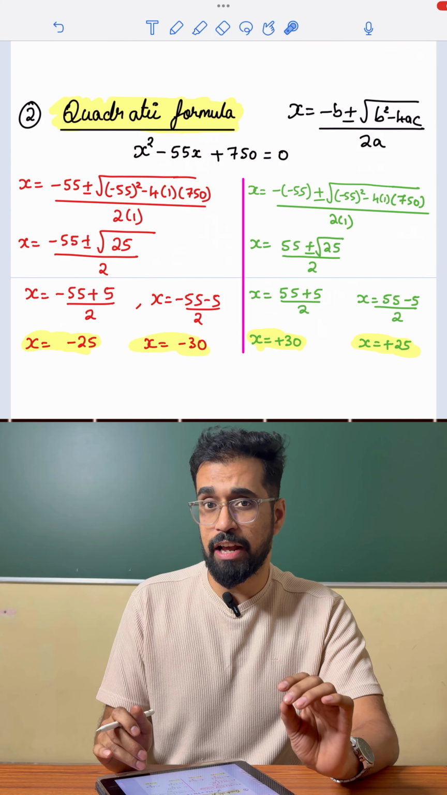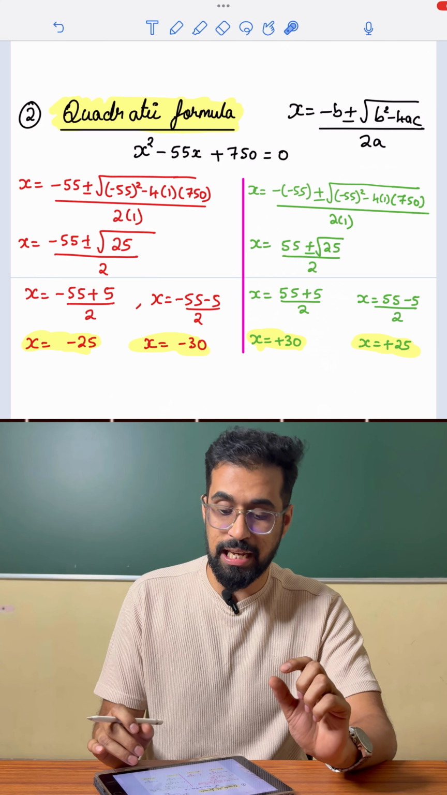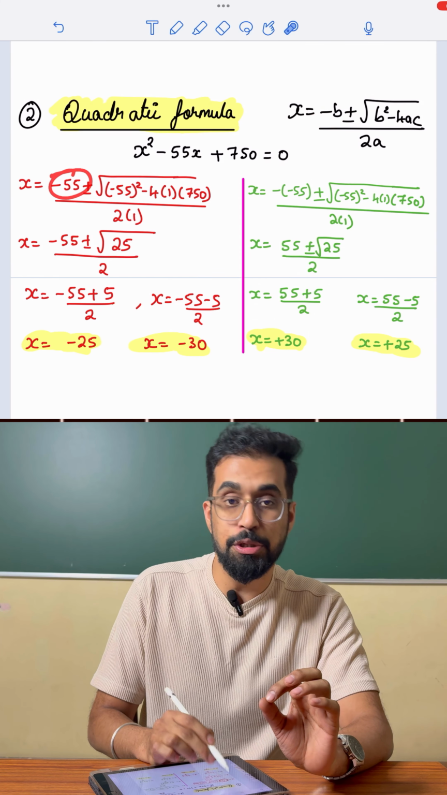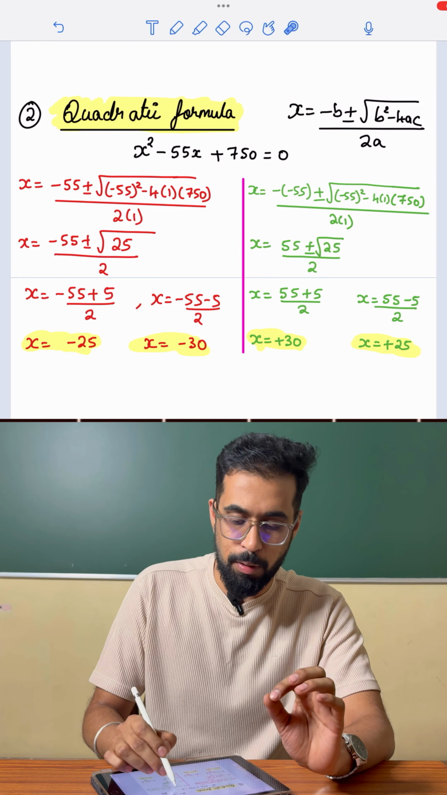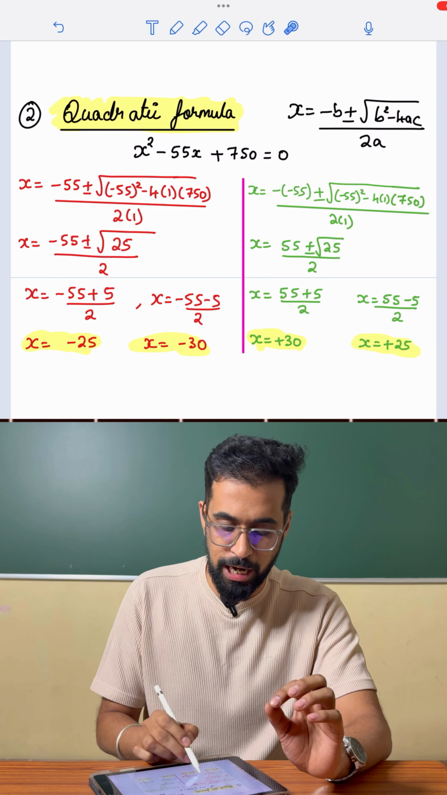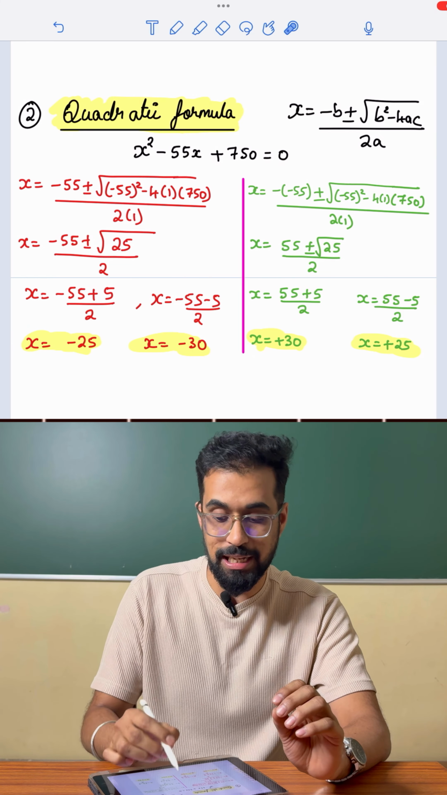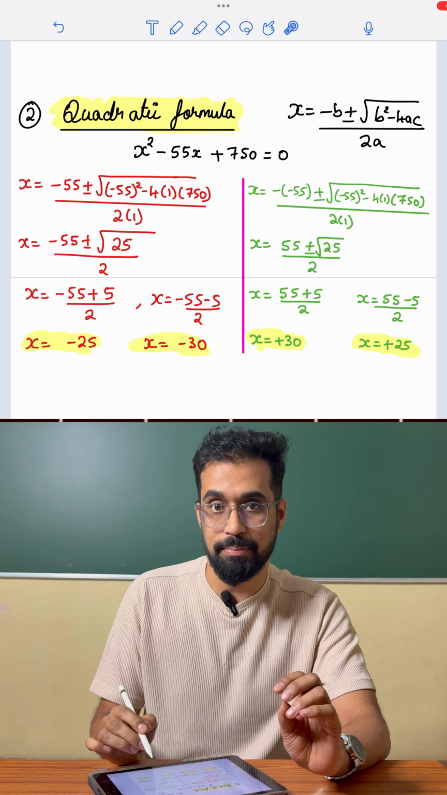Then comes the quadratic formula. Two key points here. The first key point is about the minus b here. If you don't substitute the minus b properly, that is minus of minus b, you tend to end up with an answer which is opposite in sign. So please take care of this negative here.